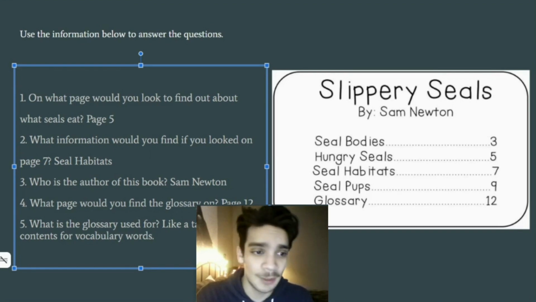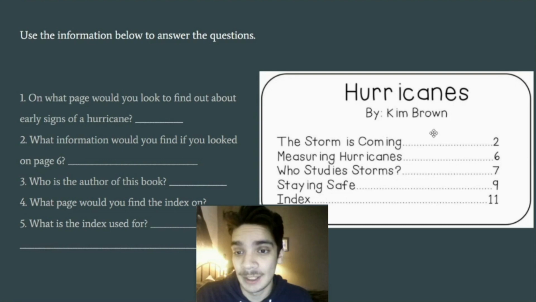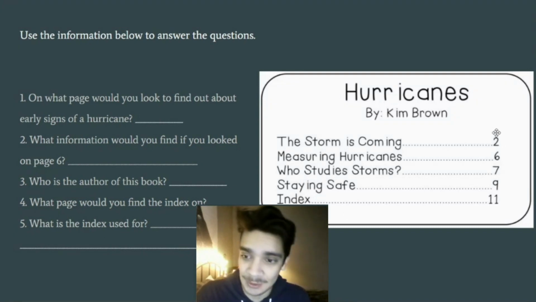Let's move on to another one. The title of this book here, if you'll read it with me, is Hurricanes. The author is Kim Brown. And we see 5 different sections with their corresponding page numbers. So same thing. Let's look at the questions.